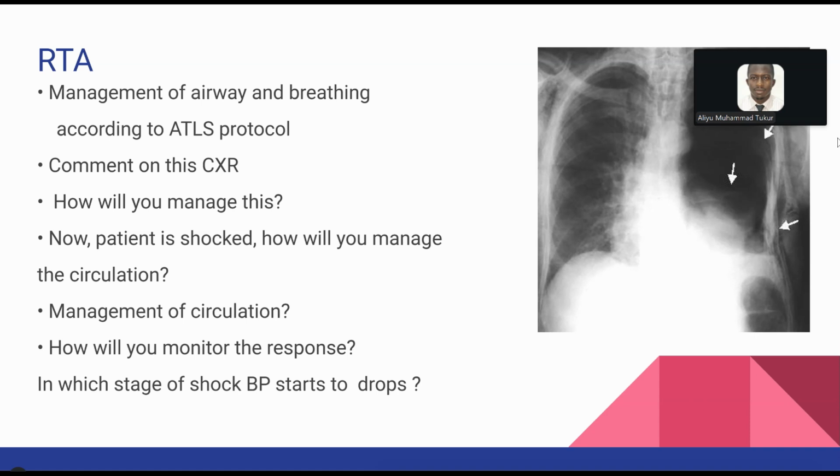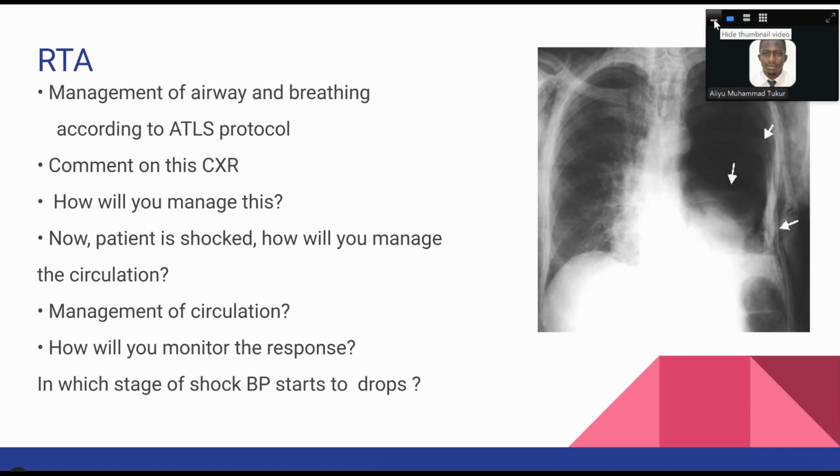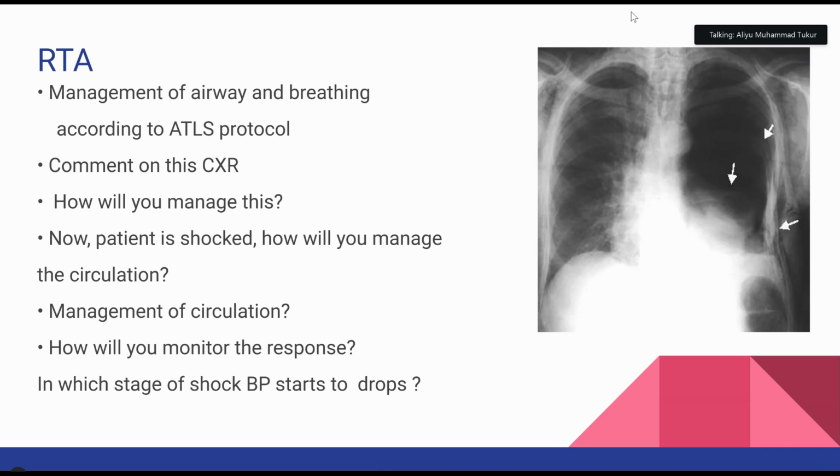Okay. This chest X-ray showed that on the left there is lung collapse. There is a pneumothorax, a massive pneumothorax. There is rib fracture. There is obliteration of the costophrenic angle, and the trachea is shifted to the contralateral side, and there is subcutaneous emphysema as well. Okay, so how will you manage this case?